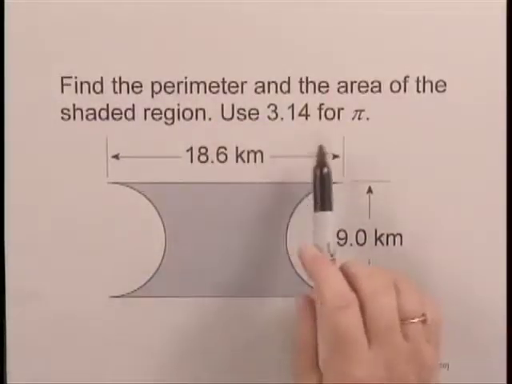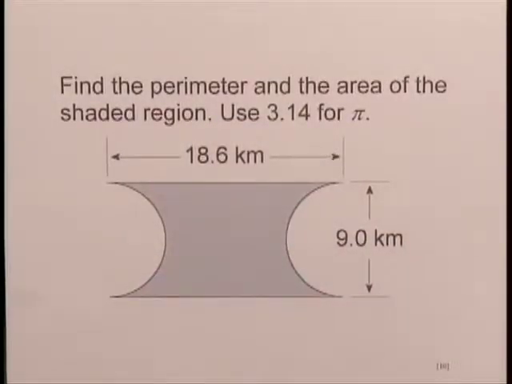Let's find the perimeter and the area of this shaded region, and when necessary we'll use 3.14 as an approximation for pi. Since we're asked to find two things, we'll start with finding the perimeter. The perimeter is the distance around the area that's shaded.